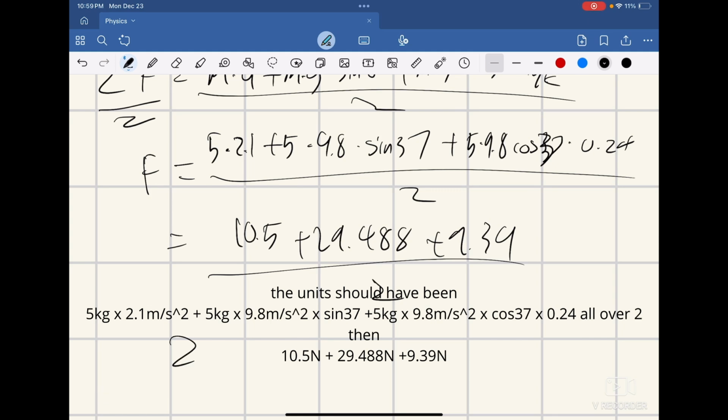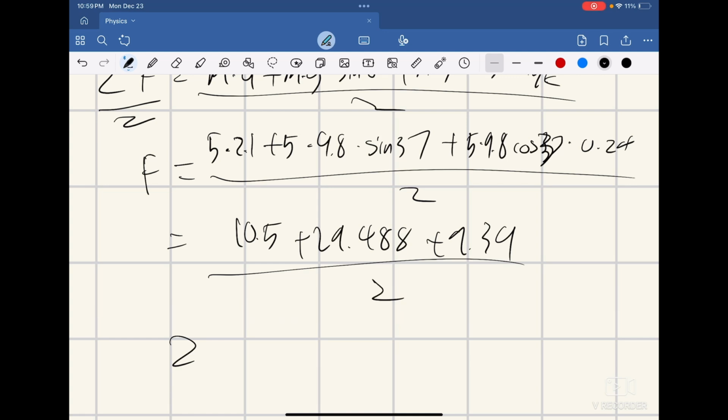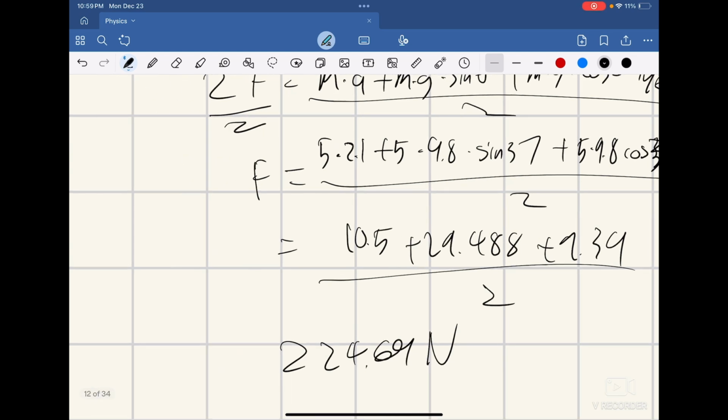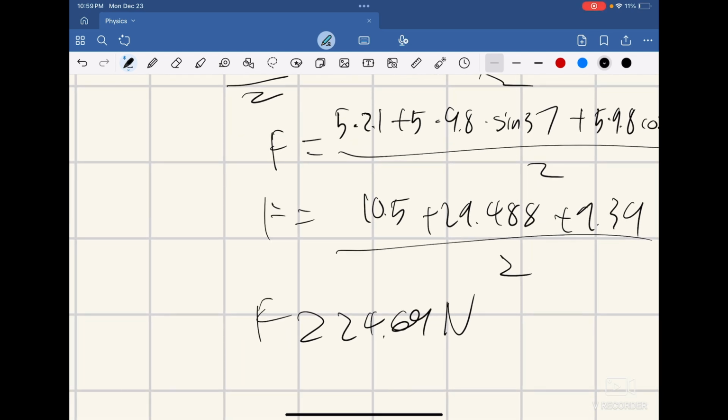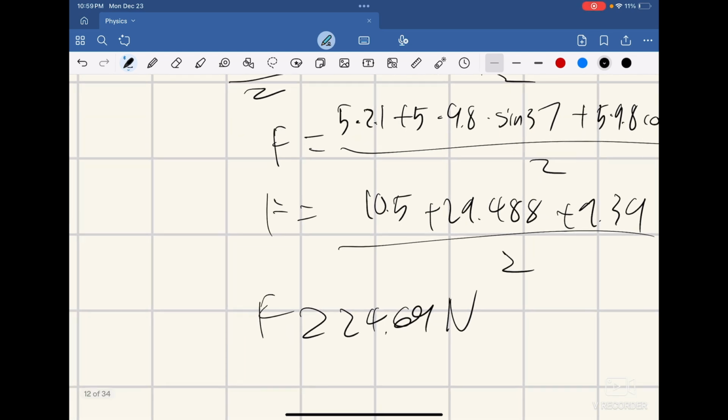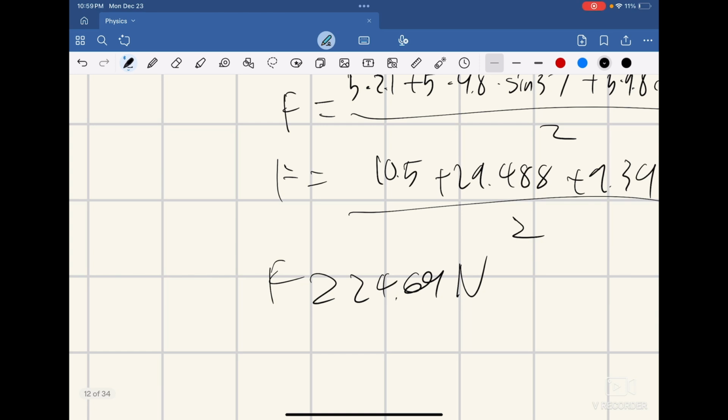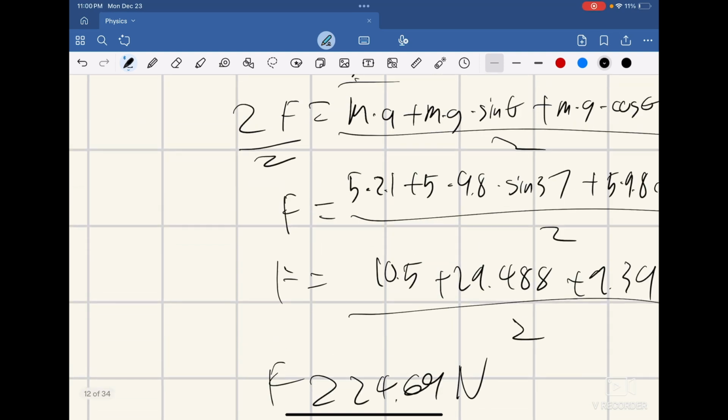And that gives us the value, divided by 2, equal to 24.69. So 24.69 newtons is the applied force F when it is moving up the block at a constant rate of 2.1.